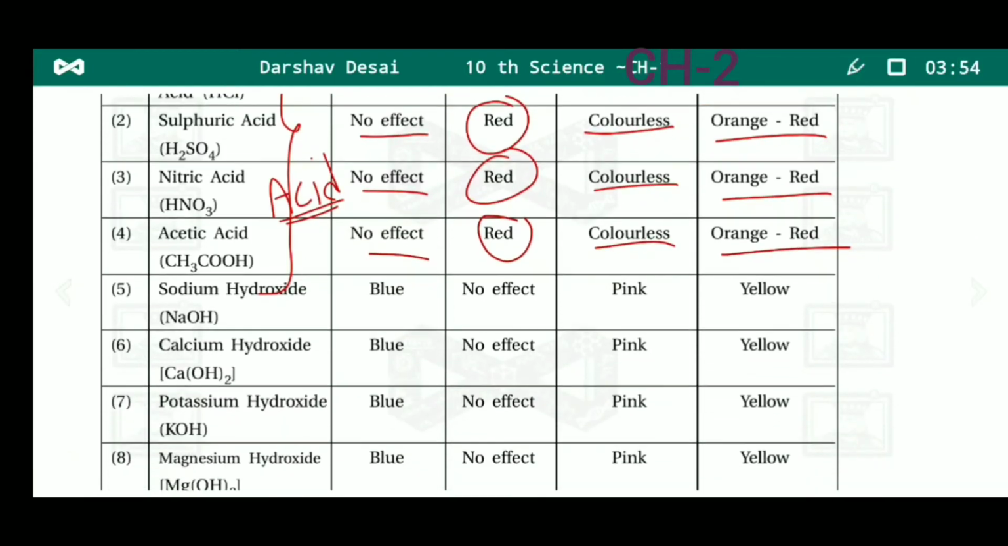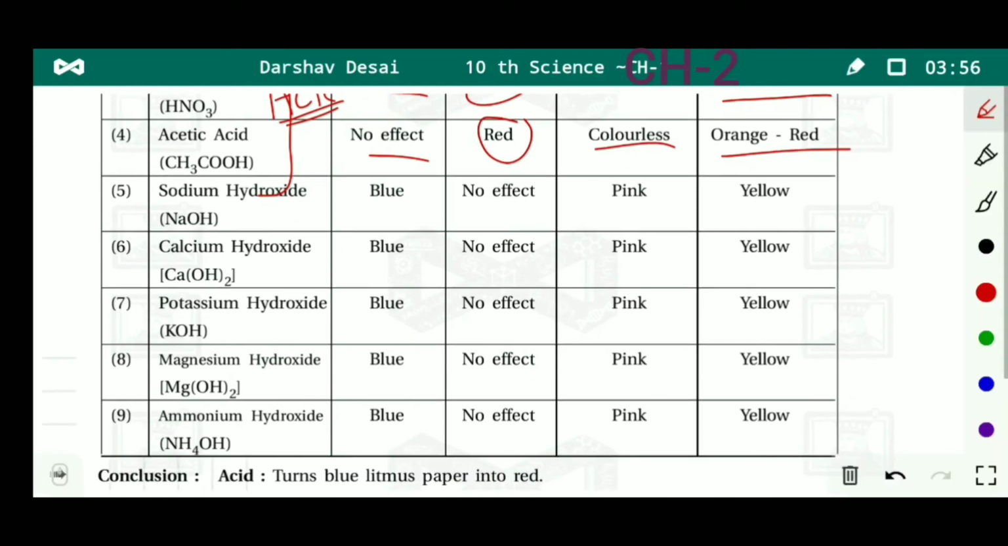Now what about the base? We know that for base, red litmus paper turns into blue. So clearly here, red litmus paper turns into blue, but there is no effect on blue litmus paper, so no effect. Clear?